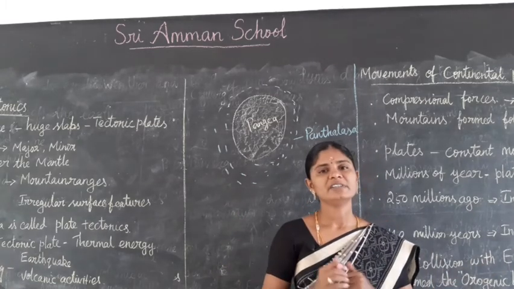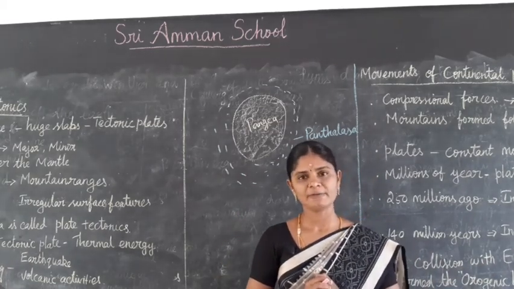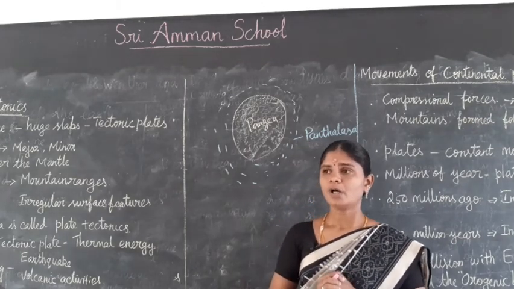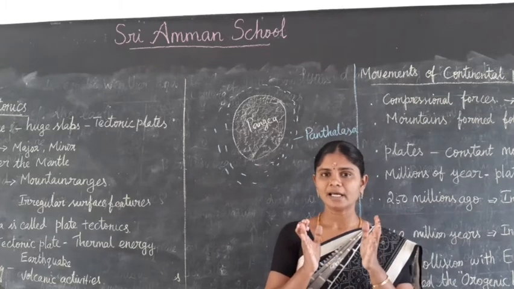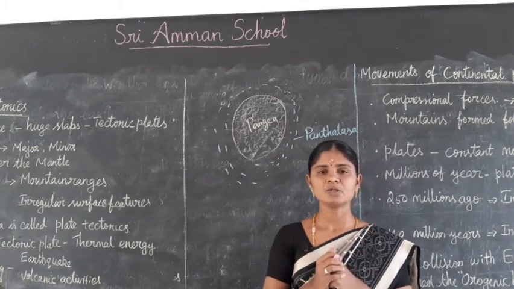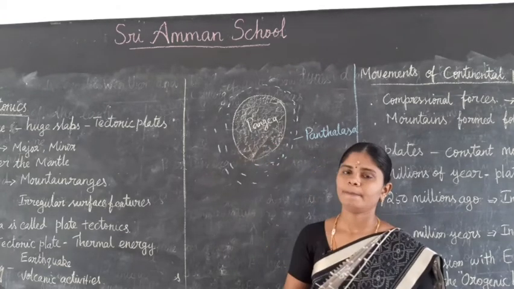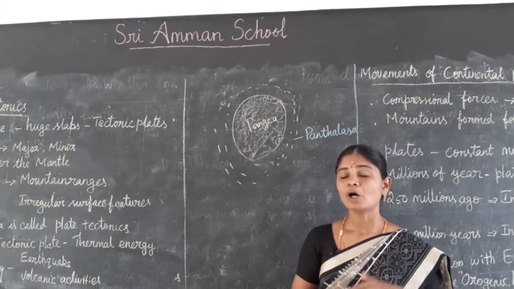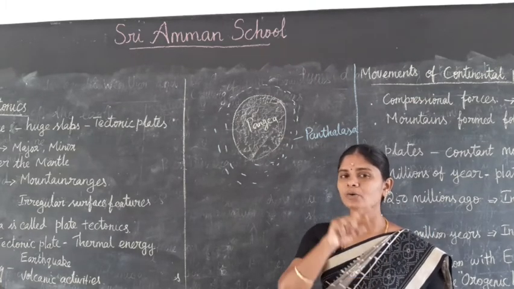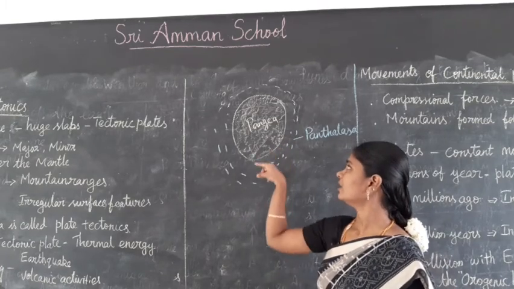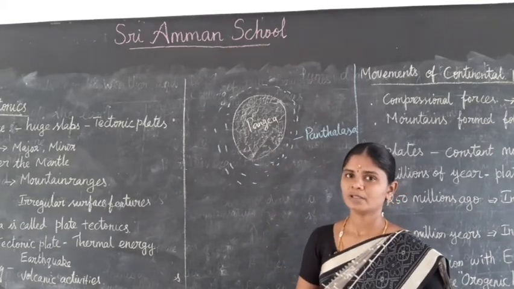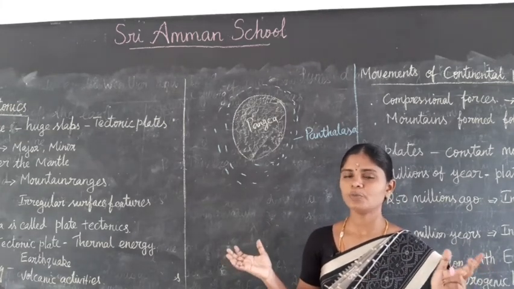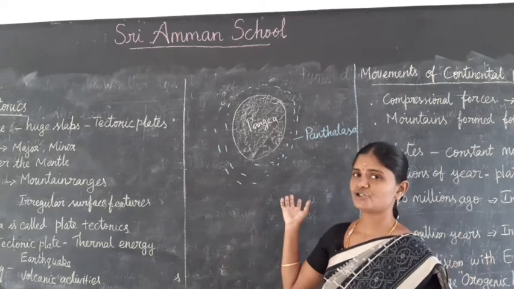How many continents in the world? 7. How many oceans? 5. Already you know about that. Many millions of years ago, all the continents were gathered in one place. That is the supercontinent Pangaea. The oceans were surrounded by the continent, that is called Panthalassa. Panthalassa means big ocean body, super ocean, mega ocean.